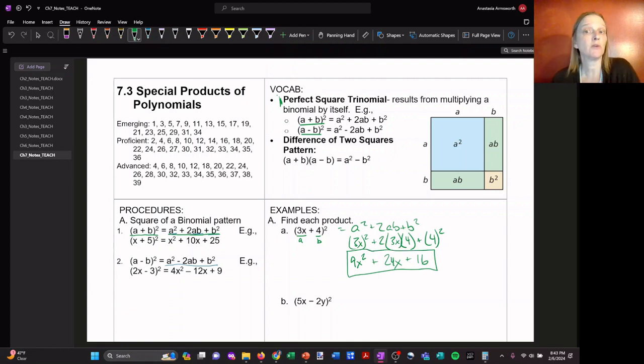So this is my final answer following this format. And once you get used to this format, it can actually be faster than thinking first, outer, inner, last using the FOIL method.